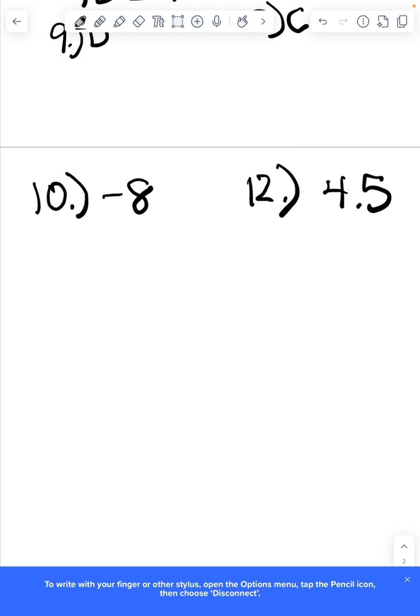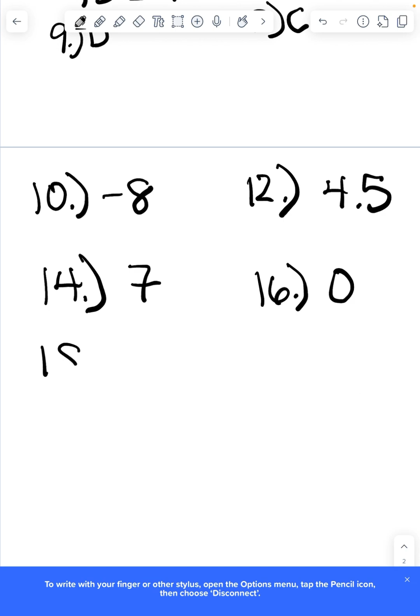Number 14, directions change. Find each absolute value. Remember, whatever's inside the absolute value, you're just going to keep it positive. So absolute value of -7, this is +7. Number 16, absolute value of 0, 0.